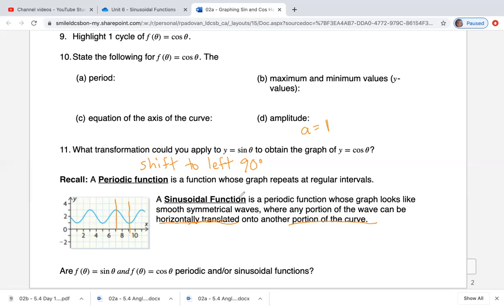Sinusoidal would mean that it's symmetrical. So again, I'm looking at this, and if I were to look at the sine curve and the cos curve, if I were to draw a line, are both sides mirror images of each other? And they are, right? And if I were to cut the piece of paper in half or anywhere along it and I put it on top, would they match and line up with each other? And they do. So actually the sine of theta and the cos of theta graph are both.